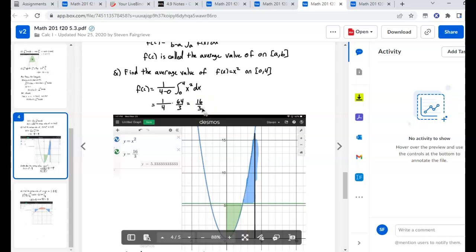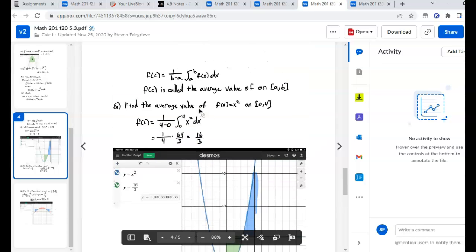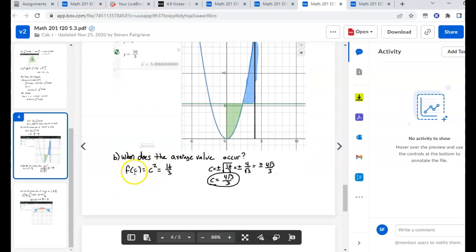And then if you're asked to find out where that average value occurs, you just set the function equal to the average value and solve that equation. And of course, only pick values that fall in your actual interval. Since we're between 0 and 4, that's why negative 4 over square root of 3 doesn't count. It's just 4 square root of 3 over 3.